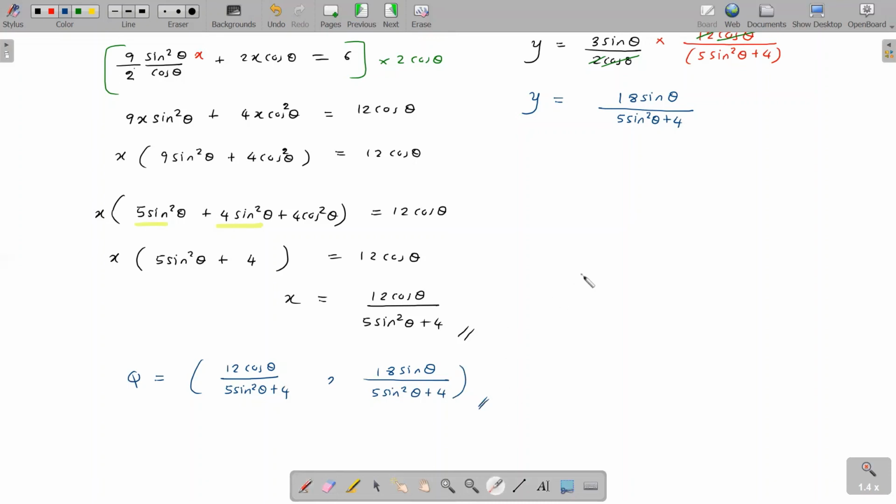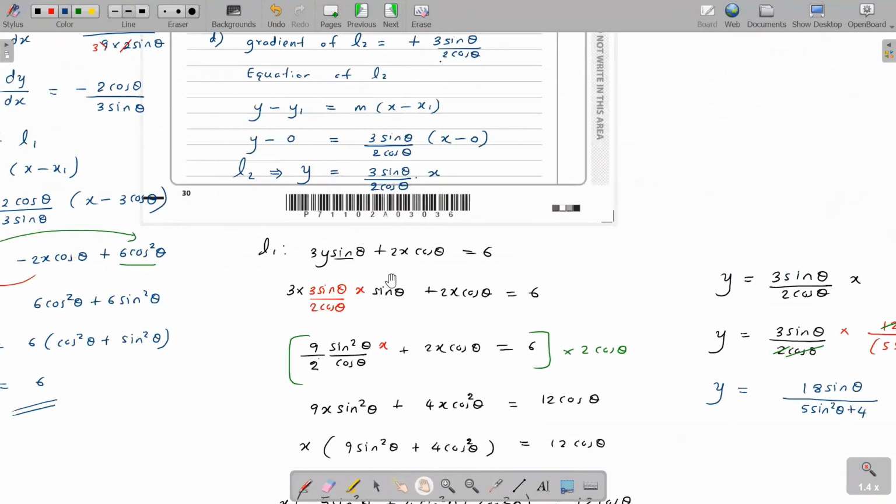Okay, so some of you might get different answers depending on whether you make x a subject as 12 cos theta over 9 sine square plus 4 cos square. Or there might be another person who could give the answer entirely in terms of sine square. You could convert this cos square as 1 minus sine square, and then you get this. Or else another person could use sine square as 1 minus cos square and give the answer entirely in terms of cos. Okay. So all those answers are correct.